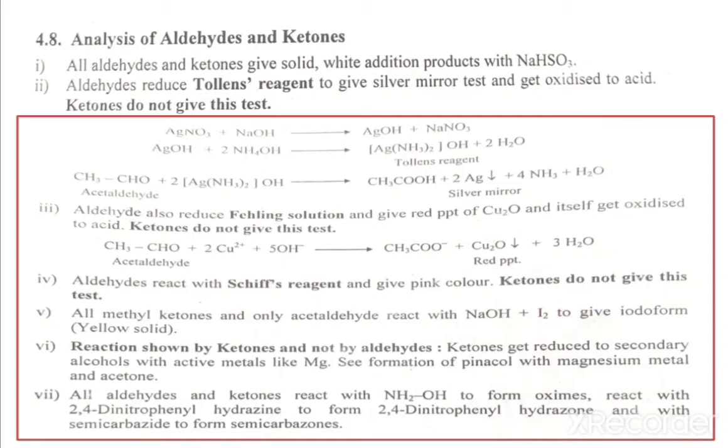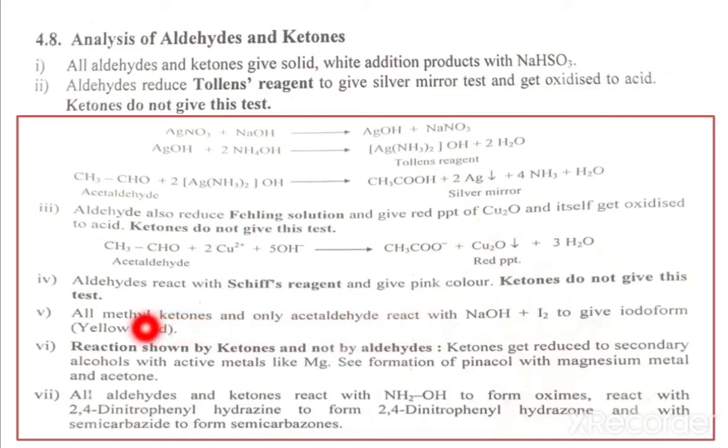Now all methyl ketones and only acetaldehyde react with NaOH plus I2 to give the iodoform test. This is the most important. All methyl ketones and only acetaldehyde react with NaOH plus I2 to give iodoform, that is a yellow solid.